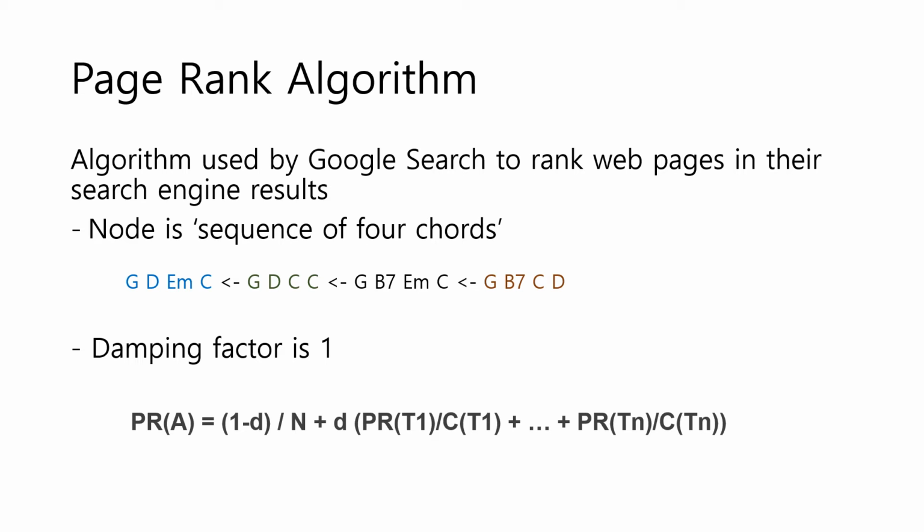The reason we grouped four chords is that most of the song's chords are repeated every fourth chord, and we set the damping factor as 1. Damping factor originally means the click-through probability, which is included to prevent sinks from absorbing the page rank of those pages connected to the sink. But in our model, there is no sink, because chords only proceed forward. So we set it to 1. And the equation would be like this.